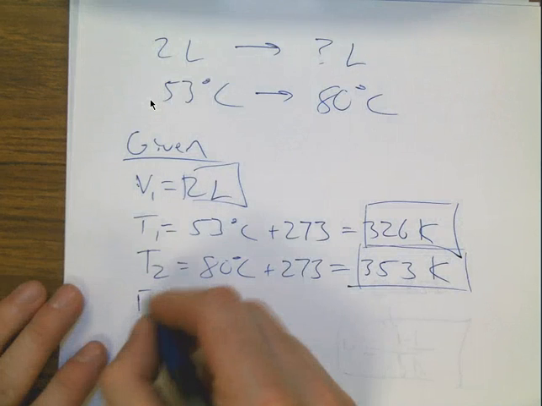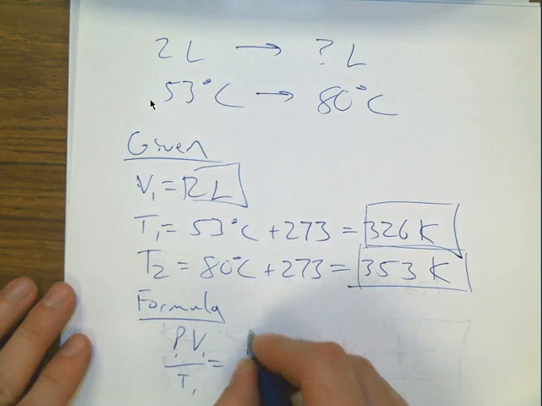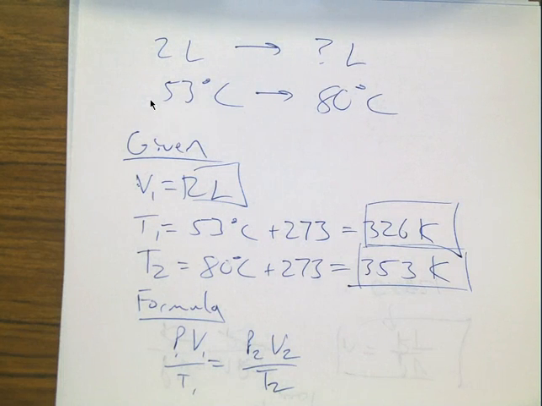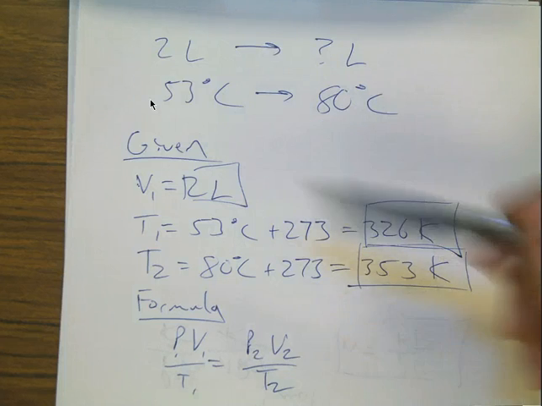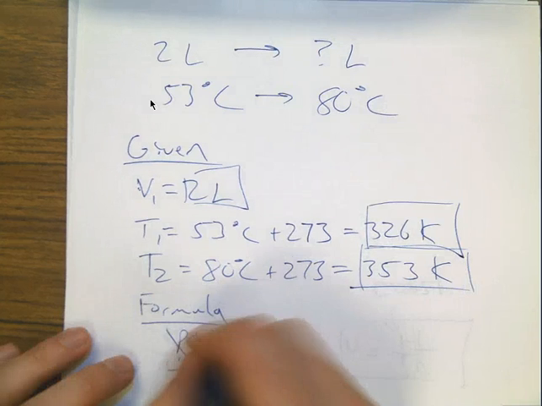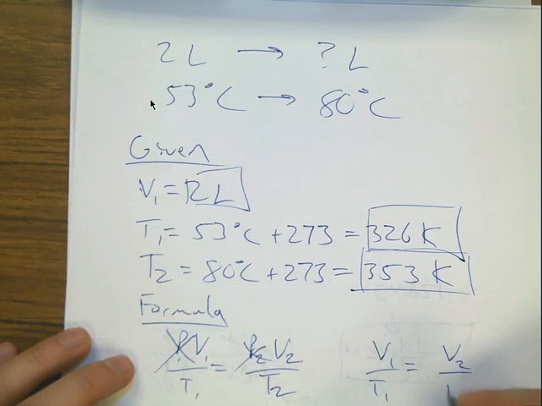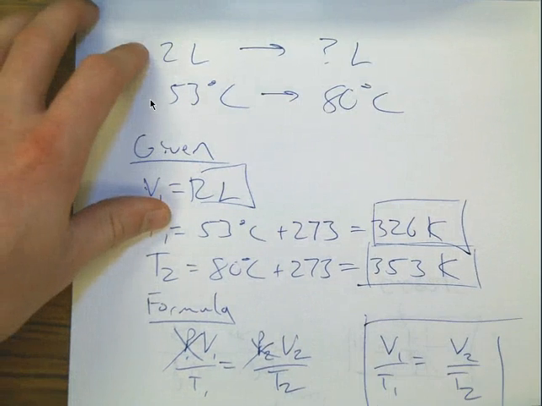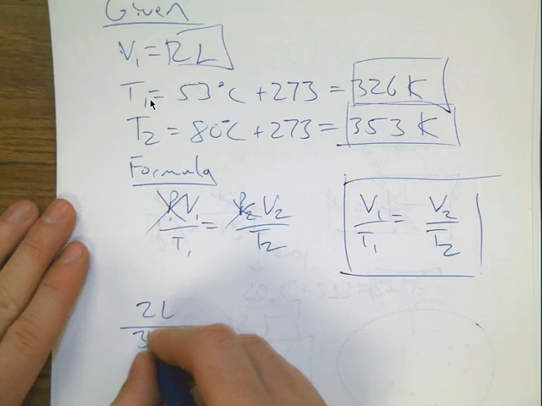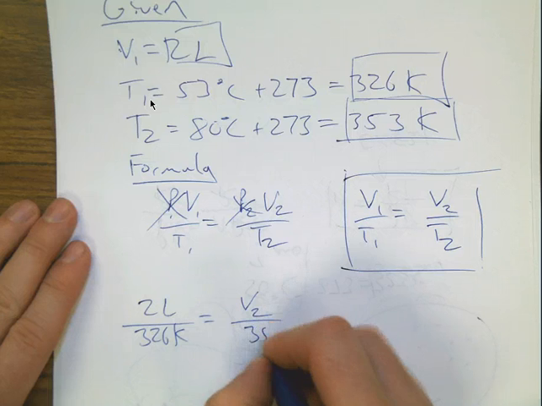Let's go to the formula. The formula that we're working with in this problem is P1V1 over T1 equals P2V2 over T2. The rule I told everyone is to cross out the variable we are keeping constant. In this case, we're changing the temperature, studying the volume change, but we don't have any information on pressure. Because we don't know anything on pressure, we can cross it out. And we're going to use V1 over T1 equals V2 over T2. I'm going to go ahead and use this formula and plug in the appropriate numbers. So my V1 goes in as 2 liters, my T1 is 326 Kelvin, my V2 I don't know, so I'm leaving it V2, and then T2 is 353 Kelvin.